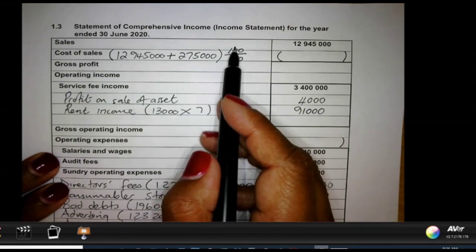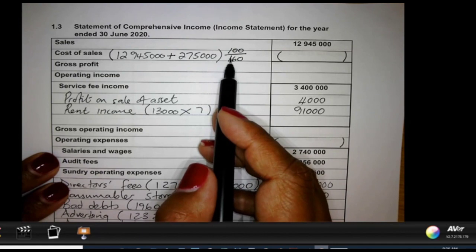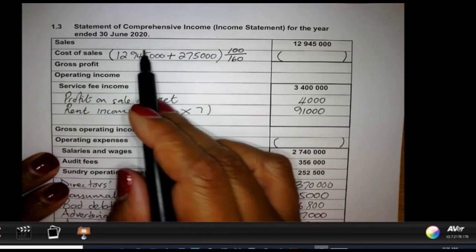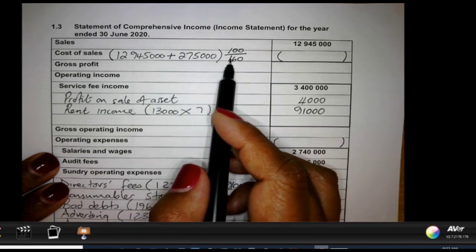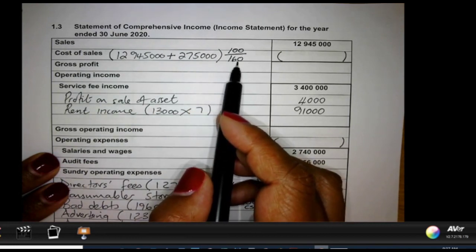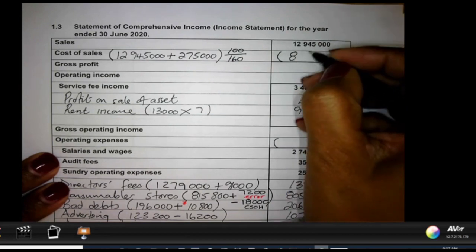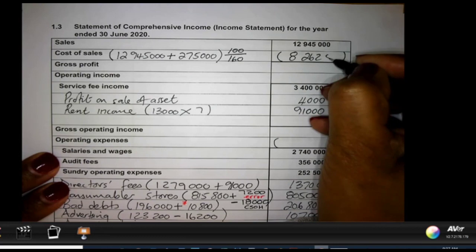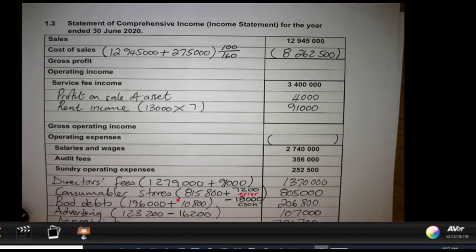So what I want is my 100% cost. And what I have is my 160 selling price, okay? But if I did not give the discounts, then my sales would have been more by 275. So now I say that plus that times 100 over 160, and that gives me my cost of sales of 8,262,500. Okay.